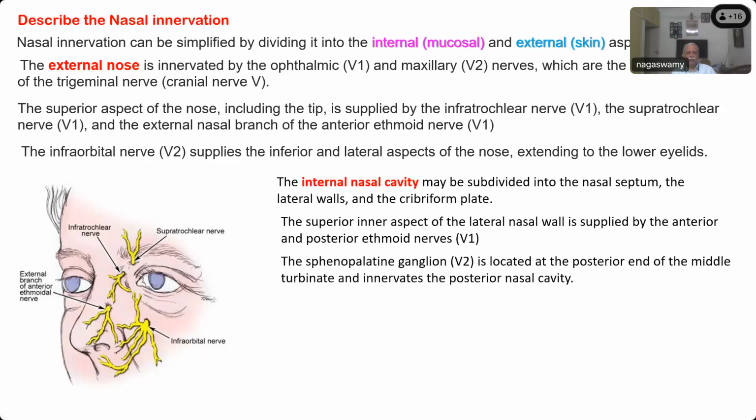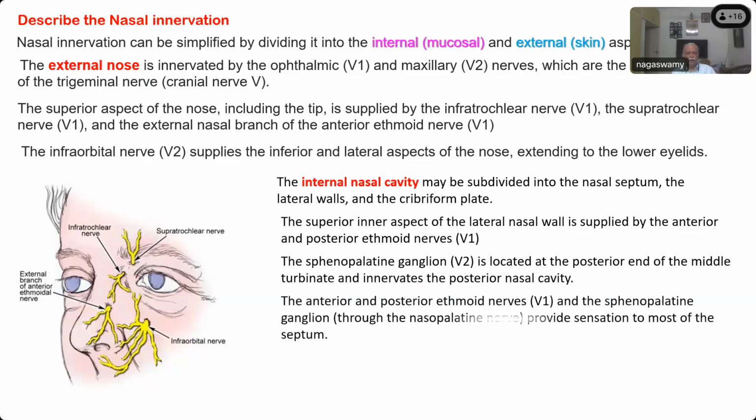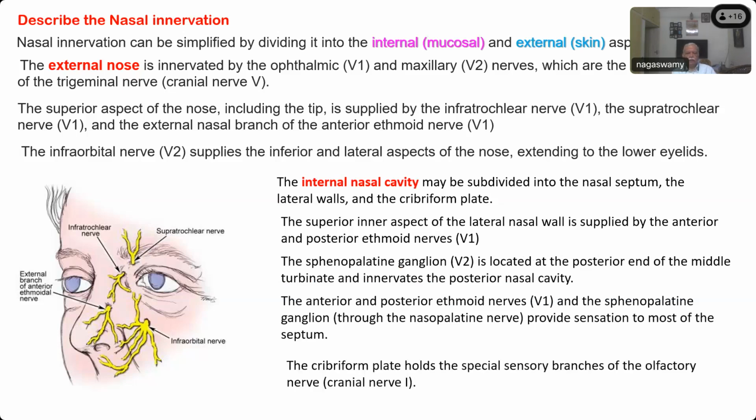Then the sphenopalatine ganglion, which is a branch from the maxillary division, is located at the posterior end of the middle turbinate and innervates the posterior nasal cavity. The anterior and posterior ethmoidal nerves and the sphenopalatine ganglion provide sensation to most of the septum also. The cribriform plate holds a special sensory branch, that is the olfactory nerve, cranial nerve 1. So the cribriform plate has the special sensory branch, olfactory, inside the nasal cavity. So this is very important.